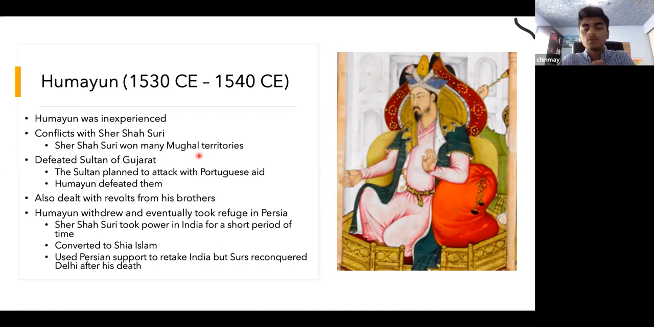And then when Humayun went to Persia, the Persian king wanted Humayun to convert from Sunni Islam to Shia Islam. Eventually, Humayun's descendants would convert back to Sunni Islam, but Humayun agreed because he was not in a position to make demands, and the Persian king was the only king giving him any proper refuge. Without the refuge of the Persian king, Humayun would be easily killed by Sher Shah Suri. So he used this Persian support to retake India and push the Surs out. But the Surs reconquered Delhi again after his death. So because of Humayun's inexperience, the Mughal Empire suffered a lot in these early stages.